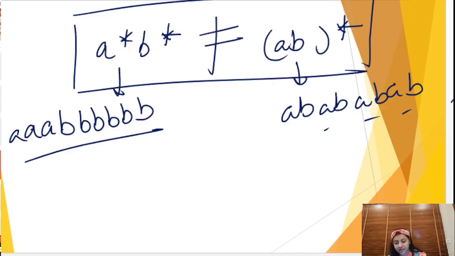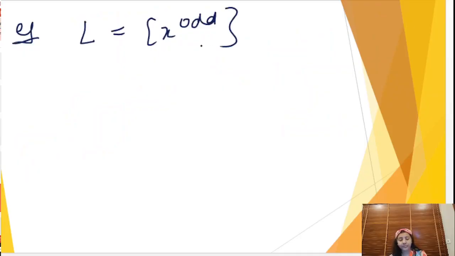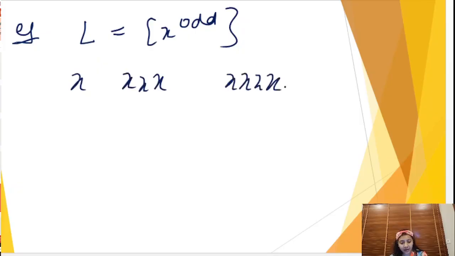Let's take another example of regular expression. For example, if I write L as x raised to the power odd, right? So what does it say? That I have x's in odd numbers. I can have x, then triple x, then x 5 times, then x 7 times, right? So this is my language.